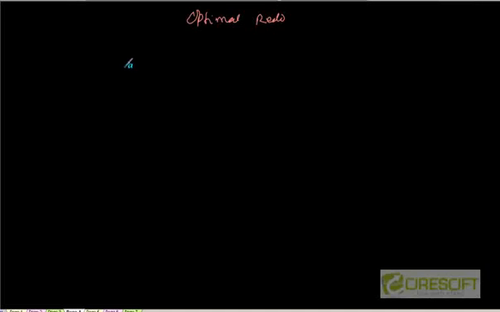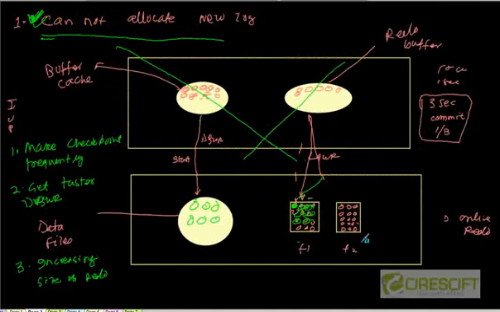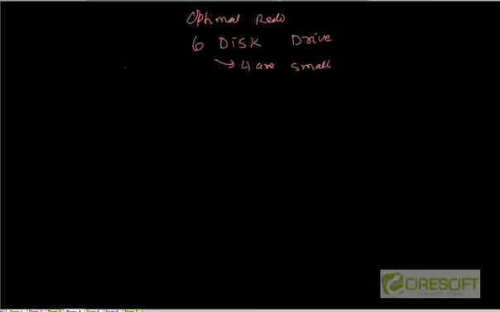So what they recommend is that you use 6 disk drives for redo, out of which 4 are small. Remember, I do not really need a big disk for this redo, because redo contains only a very small amount of data, right? So instead of buying a huge disk, buy a small disk which is faster. Faster and smaller disks.